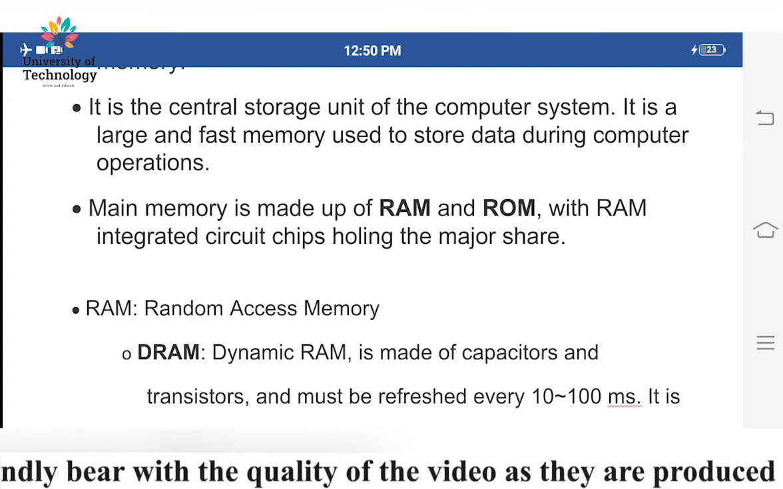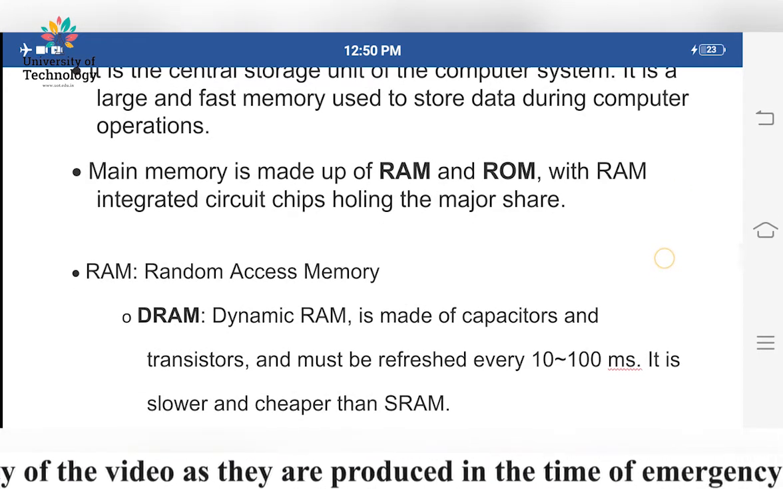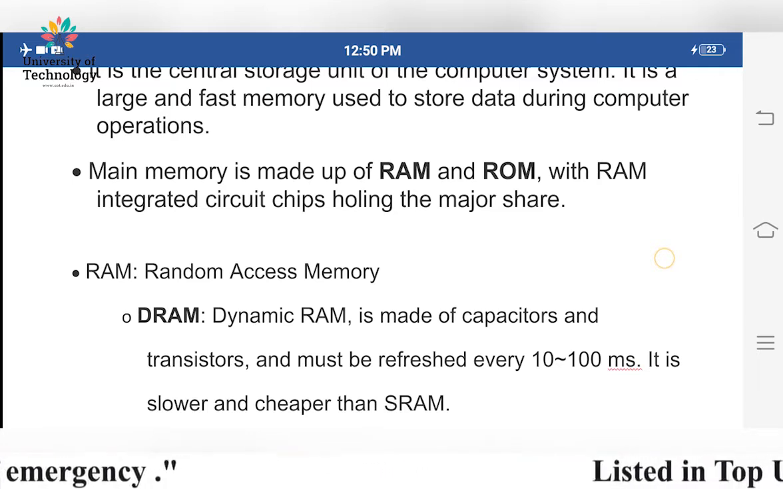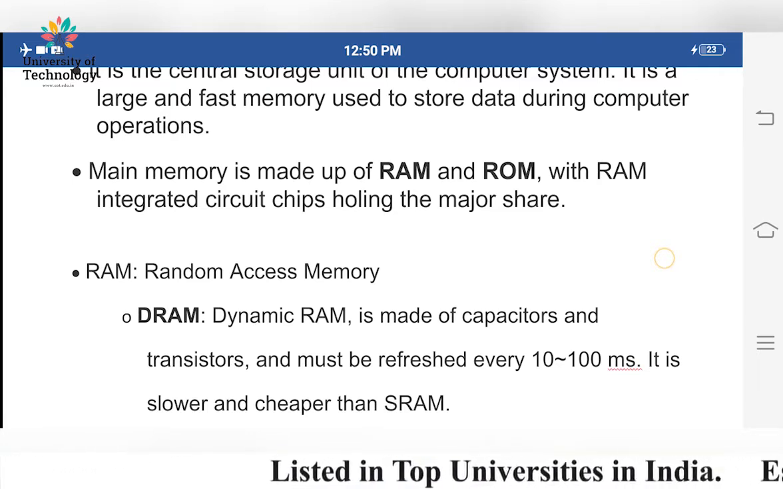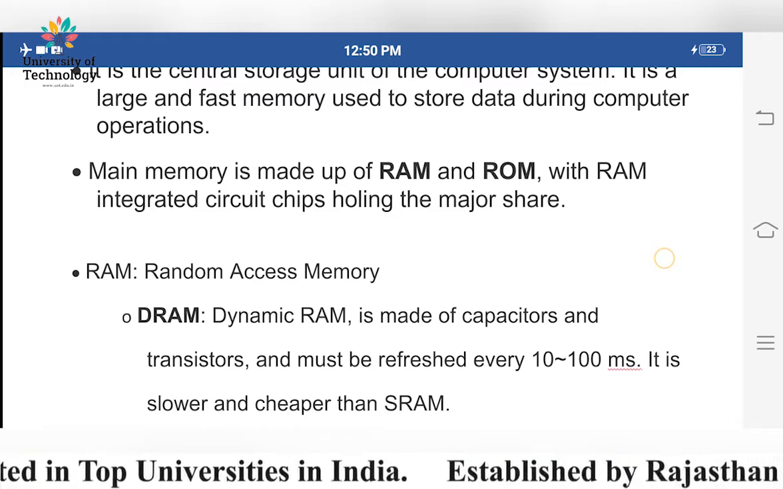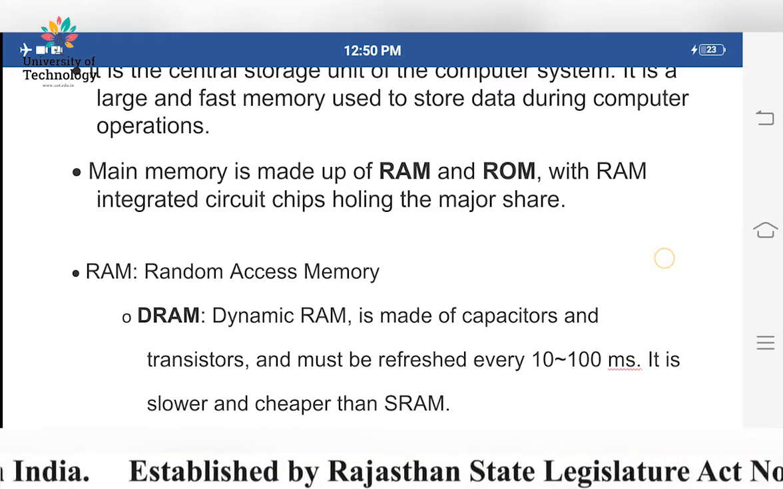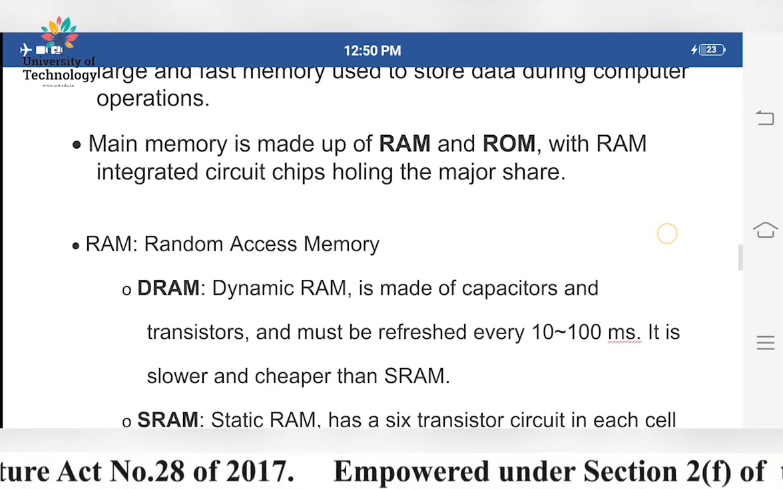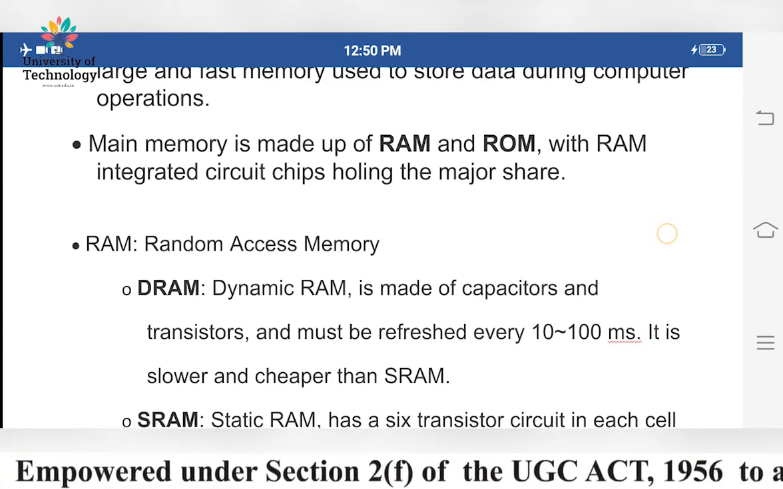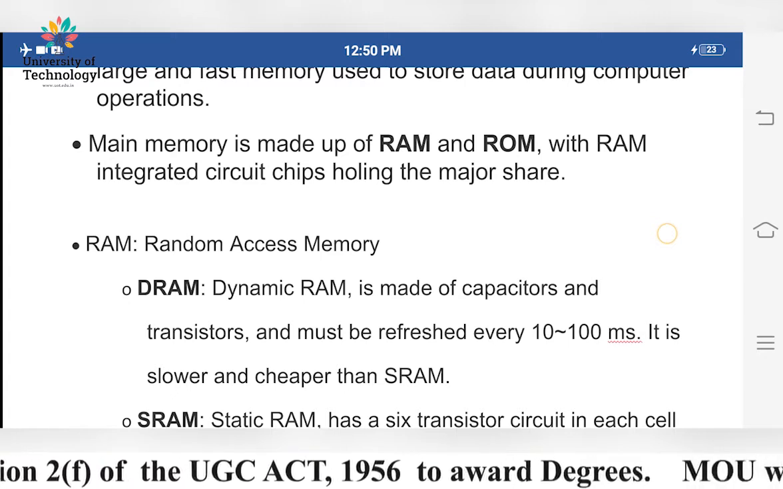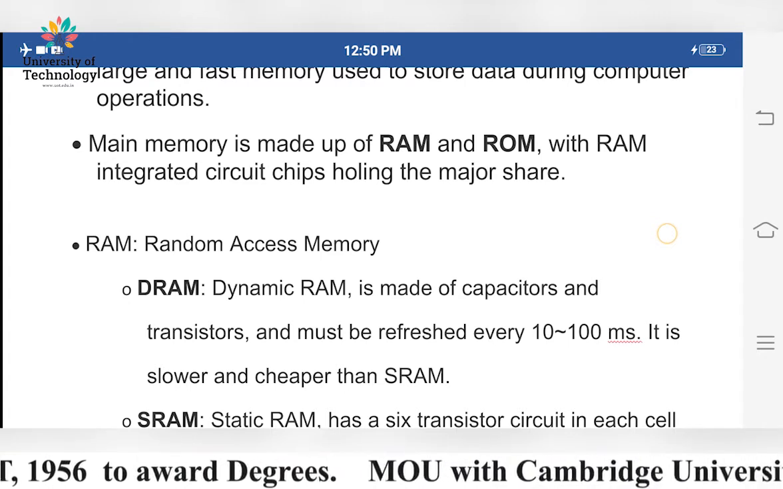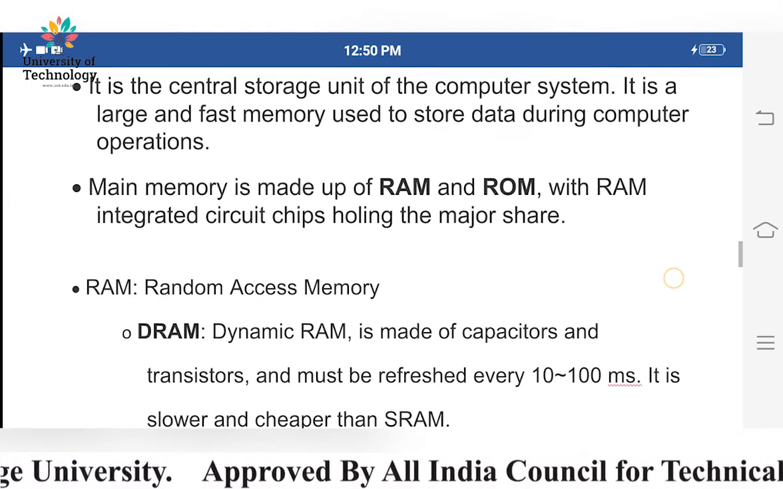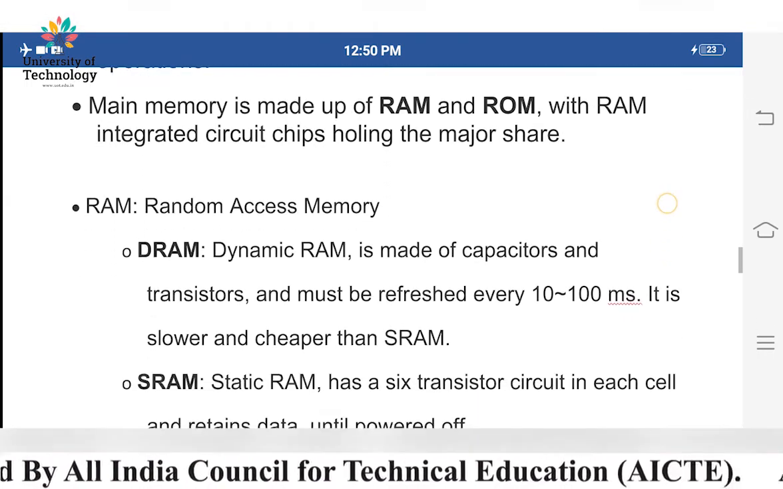Now, the main memory is made up of RAM and ROM, with RAM integrated chips holding the major share. How is the main memory made? It is actually made up of RAM and ROM. All of you know what RAM is and what ROM is. RAM is random access memory, and ROM is read only memory. One is volatile, one is non-volatile. The RAM integrated circuit chips hold the maximum share.